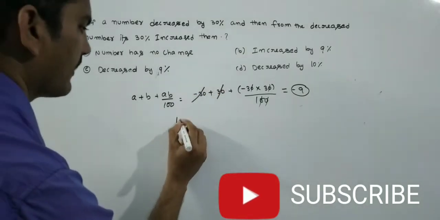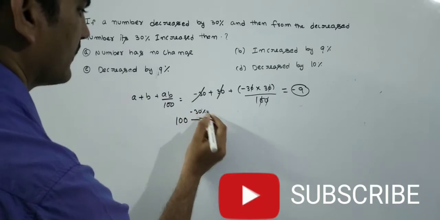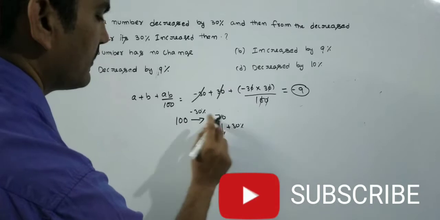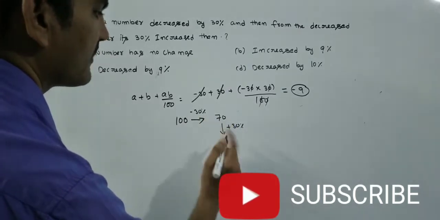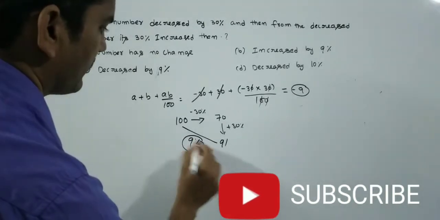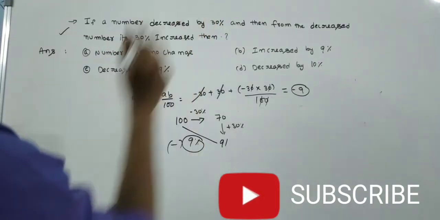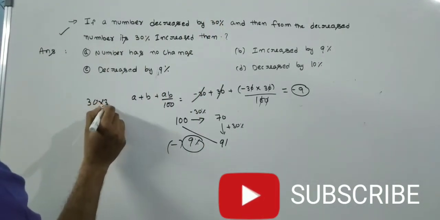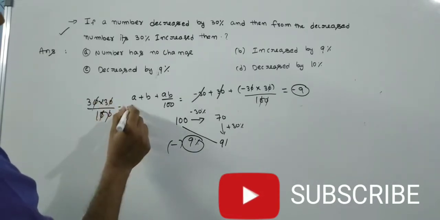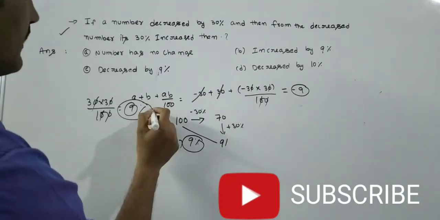Suppose you take 100 as the number. First it decreased by 30%, minus 30%, that means 70. Again plus 30%. How much? 7 3 are 21. 21 plus 70, 91. Again decreased by 9%. See friends, so straight away we will go for this: 30 into 30 by 100, zeros cancel, then 9. It is always less, so decreased by 9%.